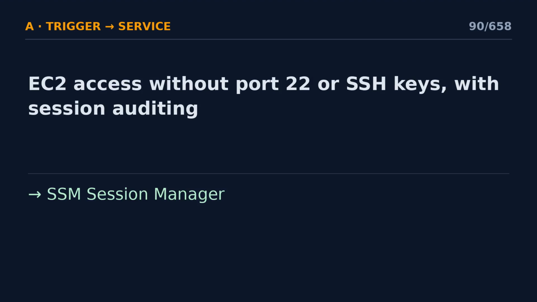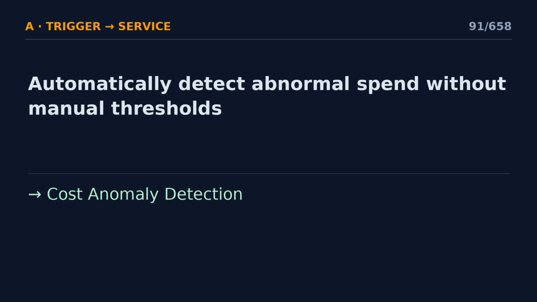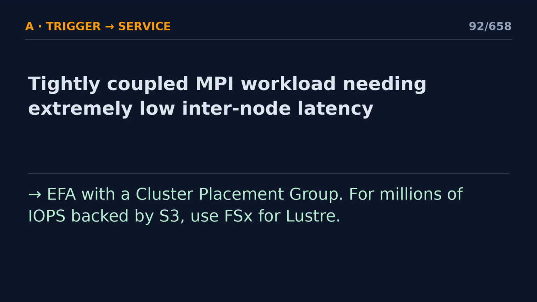Answer: SSM Session Manager. Automatically detect abnormal spend without manual thresholds. Answer: Cost Anomaly Detection. Tightly coupled MPI workload needing extremely low inter-node latency. Answer: EFA with a cluster placement group. For millions of IOPS backed by S3, use FSx for Lustre.